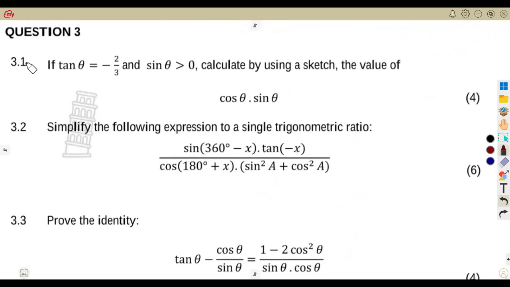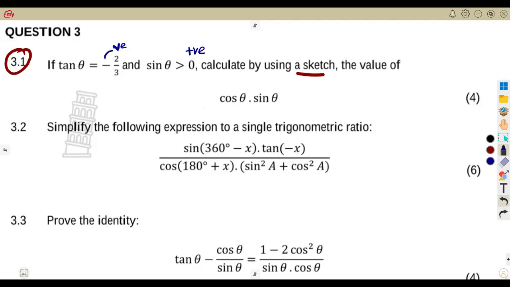On question 3, which is under trigonometry 3.1, you are given if tan of theta is minus 2 over 3, and the sine of theta is greater than 0. Calculate by using a sketch. The sketch is needed. That's why they are giving us conditions. The tan of theta is what? A negative value. The sine of theta is greater than 0, meaning any value that is bigger than 0. We're talking of what? Positive values.